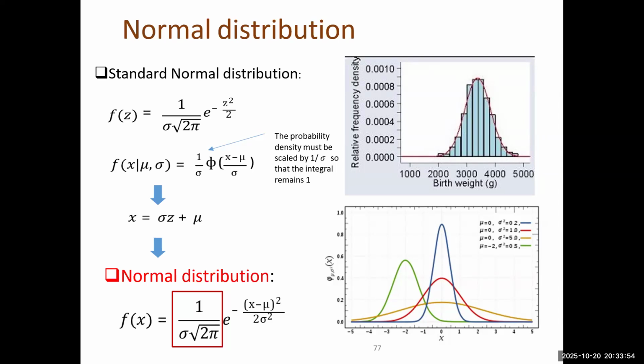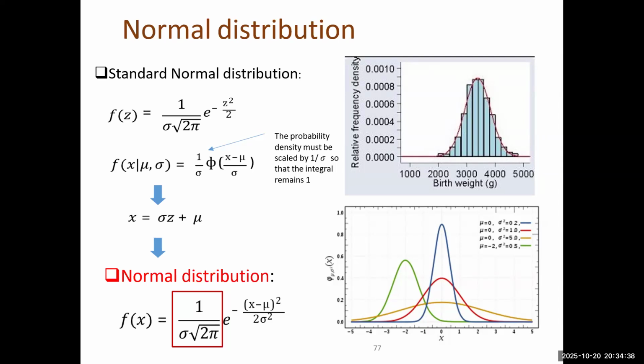This scaling factor ensures that the total area under the probability density curve equals 1, which is the fundamental requirement of any probability distribution. Without the scaling, the integral will not be unity. And this graph on the side illustrates the effect of these parameters. We can see multiple bell curves. Firstly, we should notice how the mean, mu, shifts the entire distribution along the x-axis.